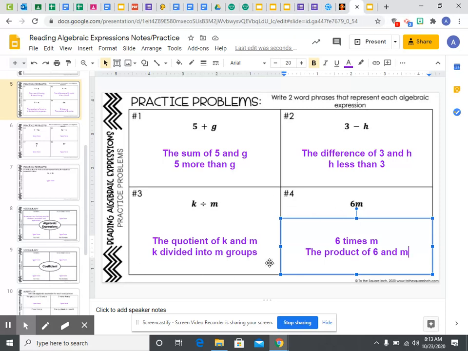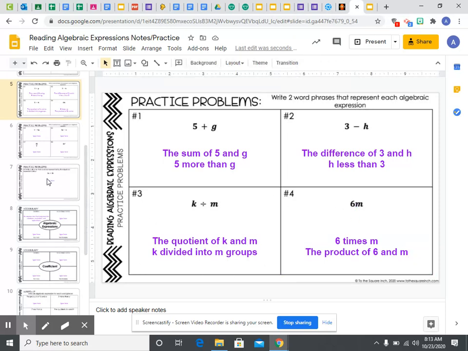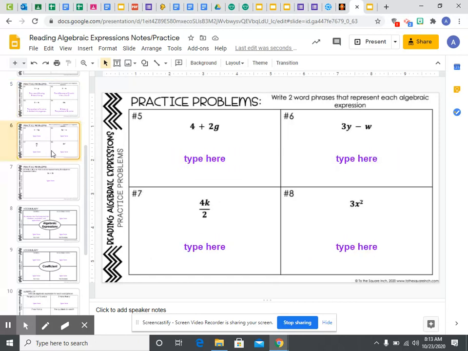Okay. So let's move on to the next slide. So now we got 5, 6, 7, and 8 to do. So again, you're doing 2 word phrases. Remember, if something is in like number 7 where it looks like it's in a fraction form, what operation is that? Division. So remember that that's division. Looks like a couple of these have more than one operation. So your word phrases are kind of going to be longer than usual because these have 2 operations being used.